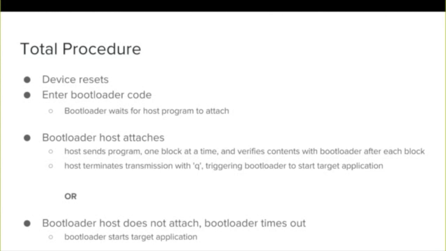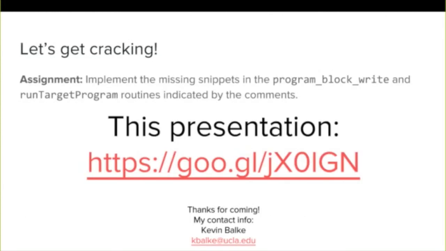So let's get cracking. We have two things we need to implement: program block write and run target program. This one requires a little bit of assembly. This one doesn't. This one's really easy. It should take you maybe 10 minutes to do. This might be a little bit longer, but I can come around and help you. So we have about half an hour to do this.